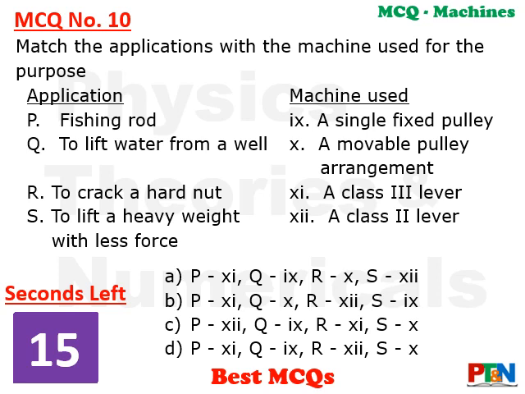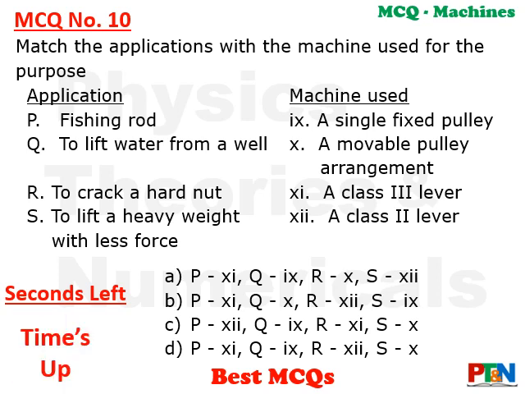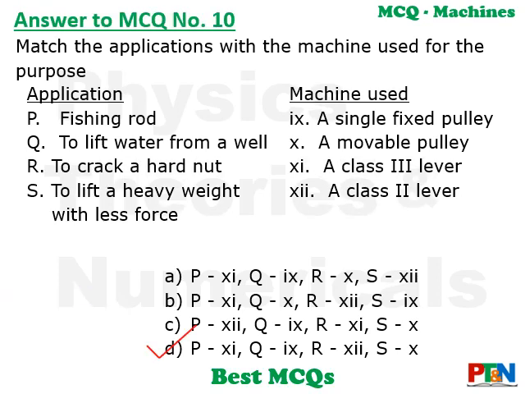The machines used are single fixed pulley, movable pulley, class 3 lever, class 2 lever. You need to match the options and get to your option. You've got 15 seconds time. Timer starts now. Hope you have got your answer, got your option. Let's see the answer. The answer is option D.